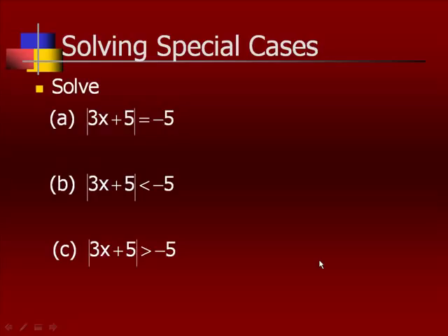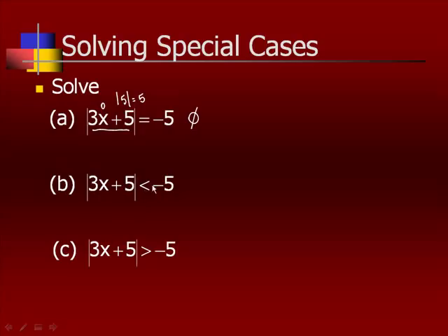So, let's run through one row. These are our special cases. The absolute value of 3x plus 5 is equal to negative 5. Can you have the absolute value equaling a negative number? No, because think about it. If you plugged in any number to check it, if we plugged in 0, 3 times 0 is 0, plus 5 is 5, but the absolute value of 5 is 5. Never negative 5, no solution.